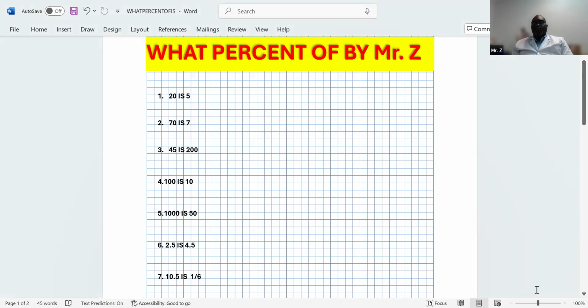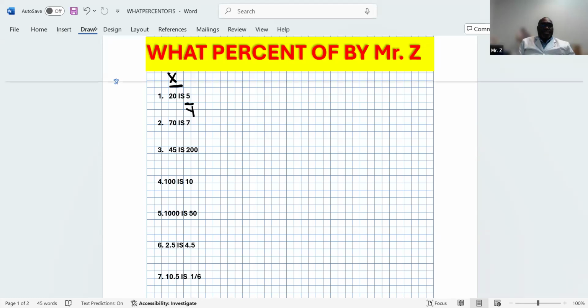So on number one, they say, what percent of 20 is 5? What percent of 20 is 5? Is it 5%? Is it 10%? Is it 20%? The easy way to do that is to call the first number x, and the second number, call that y.